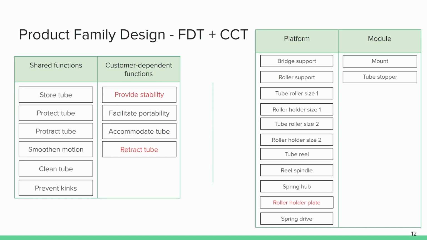With respect to the FAST diagram, the functions that are not shared across our customer layouts are the following: provide stability, facilitate portability, accommodate tube, retract tube. We achieve this by changing the wall mount to an easy carry handle to facilitate portability and to change the tube stopper size to accommodate the tube's girth.